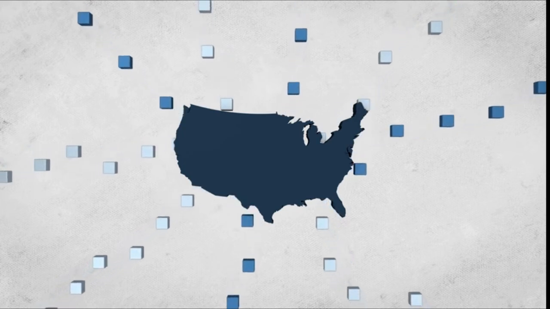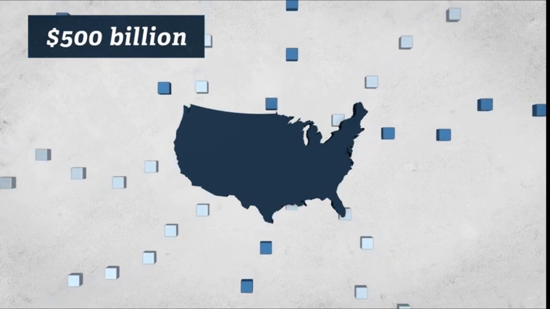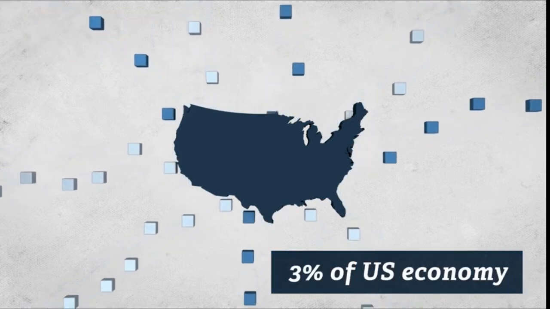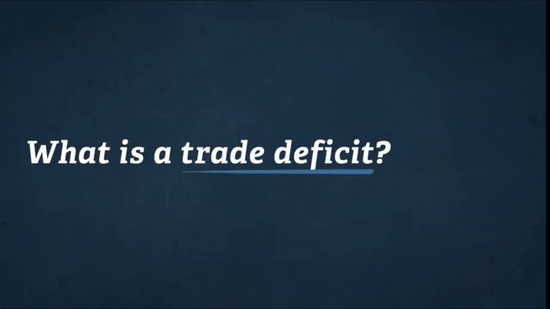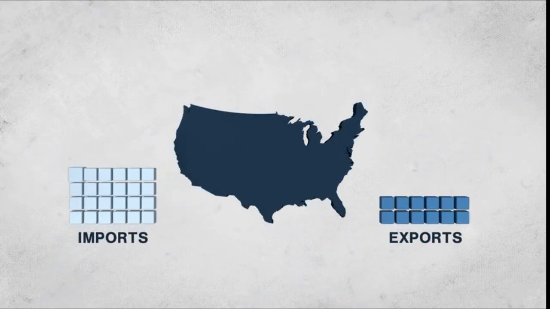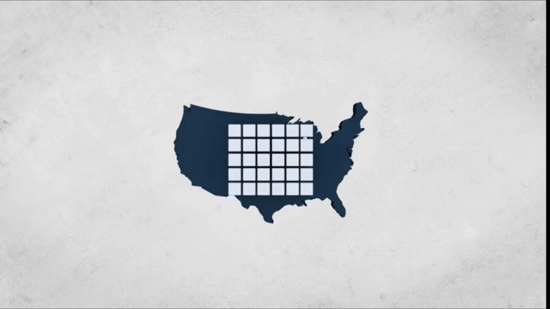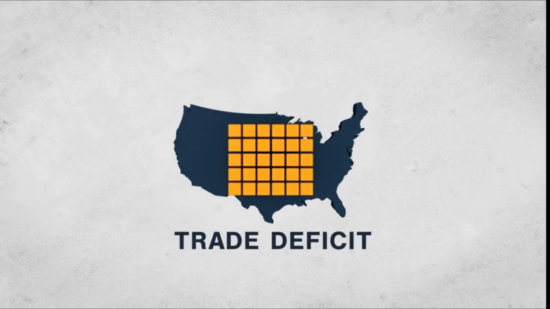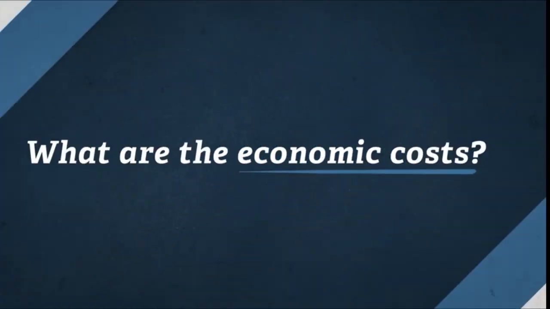The United States trade deficit with all of its trading partners was $500 billion in 2016. That's the equivalent of nearly 3% of the U.S. economy. Is that trade deficit a problem? First, what is a trade deficit? A trade deficit happens when a country's imports of goods and services exceed its exports of goods and services. In other words, when a country buys more from the rest of the world than it sells, the country incurs a trade deficit.